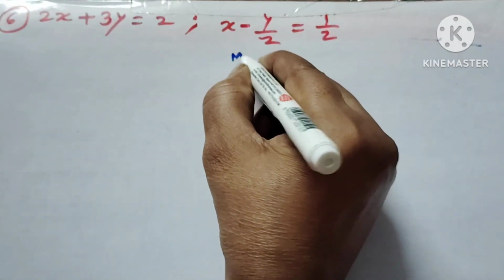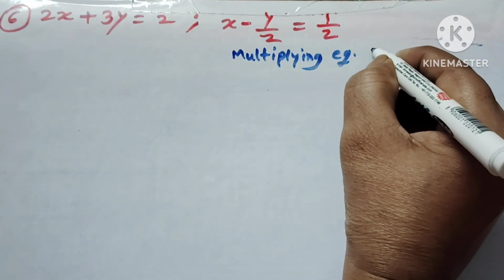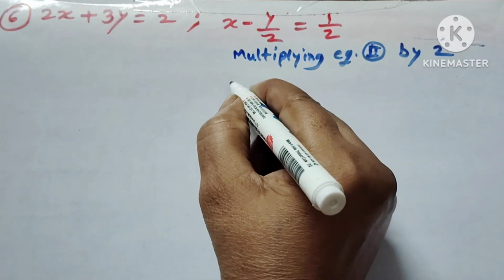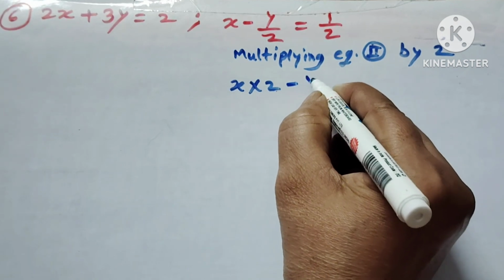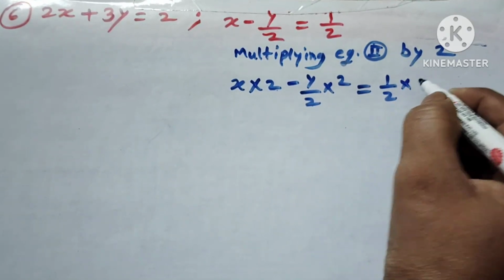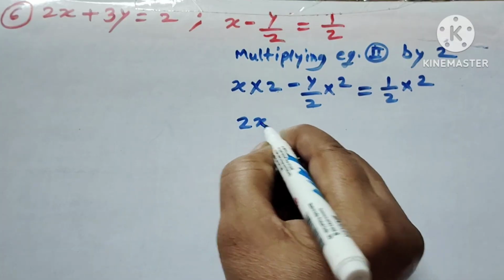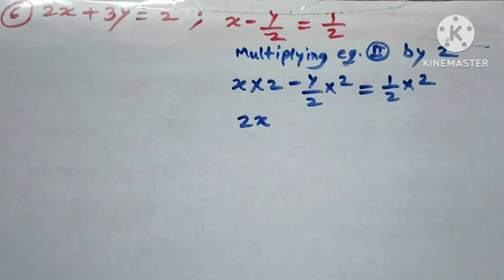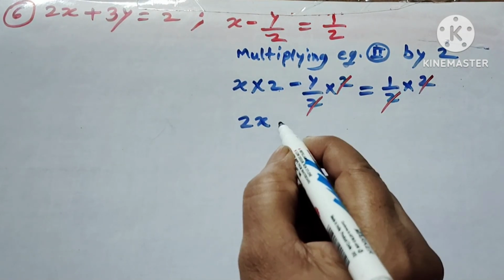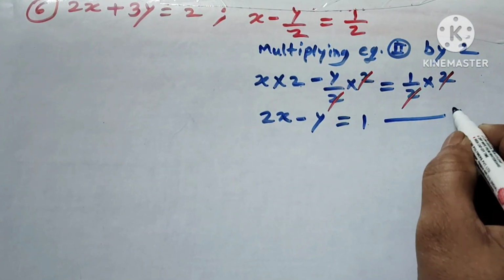Multiplying the second equation by 2. x into 2 minus y upon 2 multiply by 2 is equal to 1 upon 2 into 2. x minus y is equal to 1. Equation second.